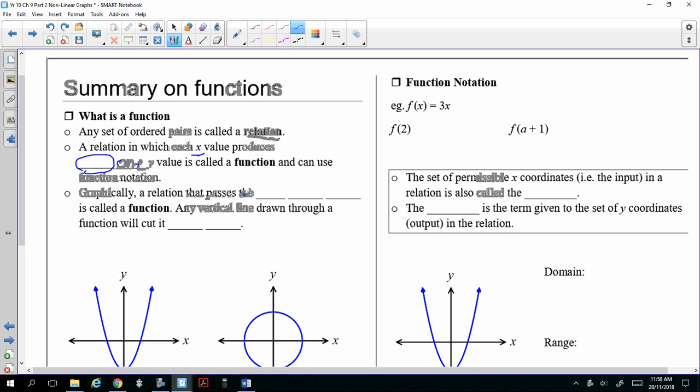Graphically, a relation that passes the vertical line test is called a function. Any vertical line drawn through a function will cut it once.